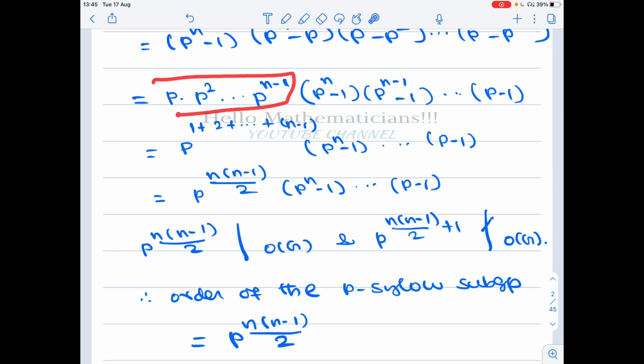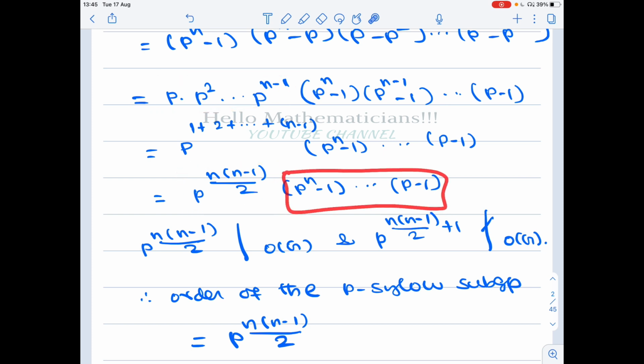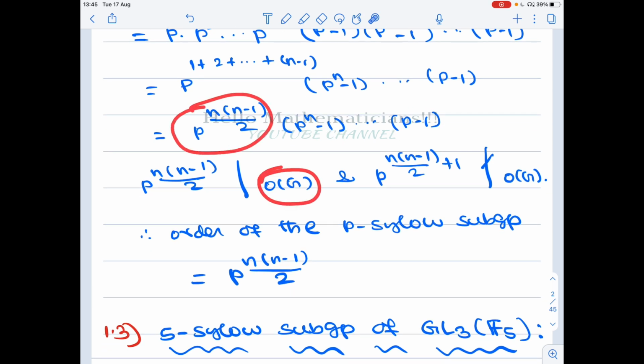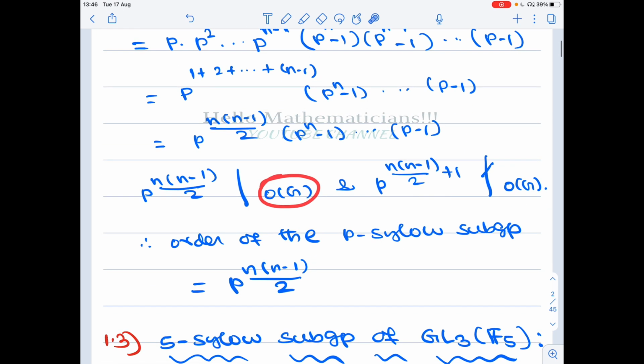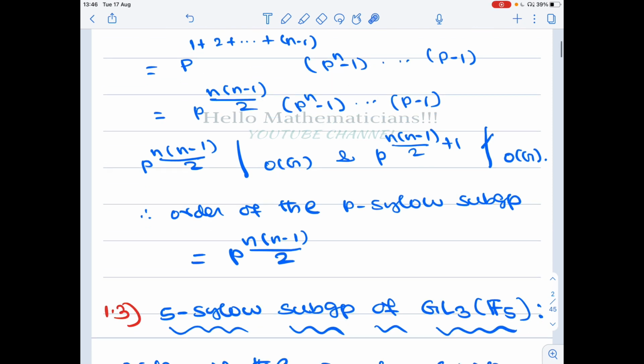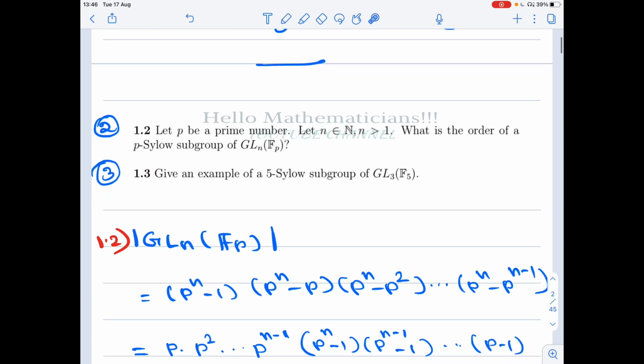Now the product of these terms will give me p power n(n minus 1)/2 and some remaining terms which are not divisible by p. Therefore, this number divides the order of GL_n(F_p), and its plus 1 power will not divide the order of G, because this remaining factor is not divisible by p, so you cannot take out any more p outside. Therefore, this is the largest power of p which divides the order of G. Therefore, the order of the p-Sylow subgroup is p power n(n minus 1)/2. Okay, let's see the next problem.